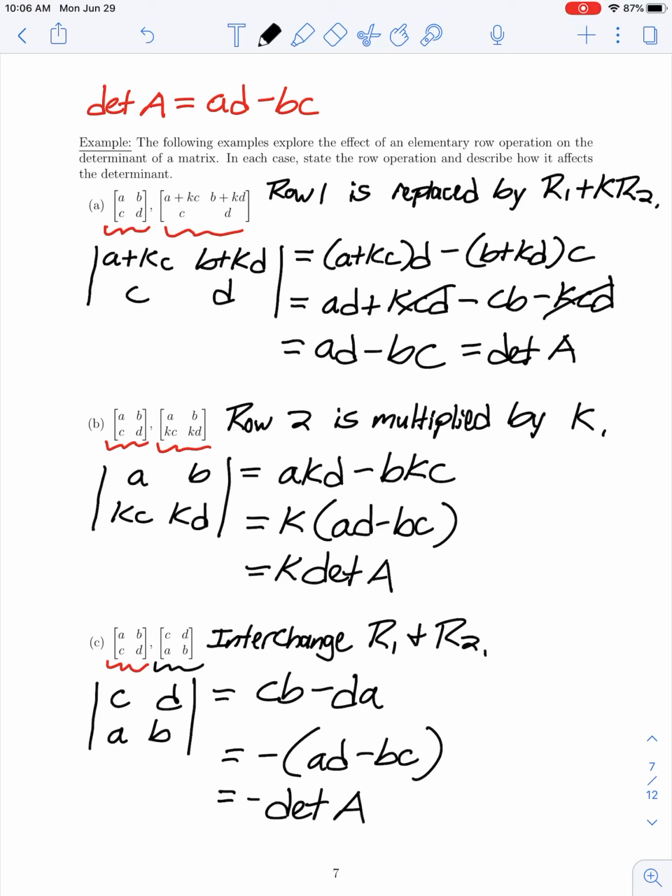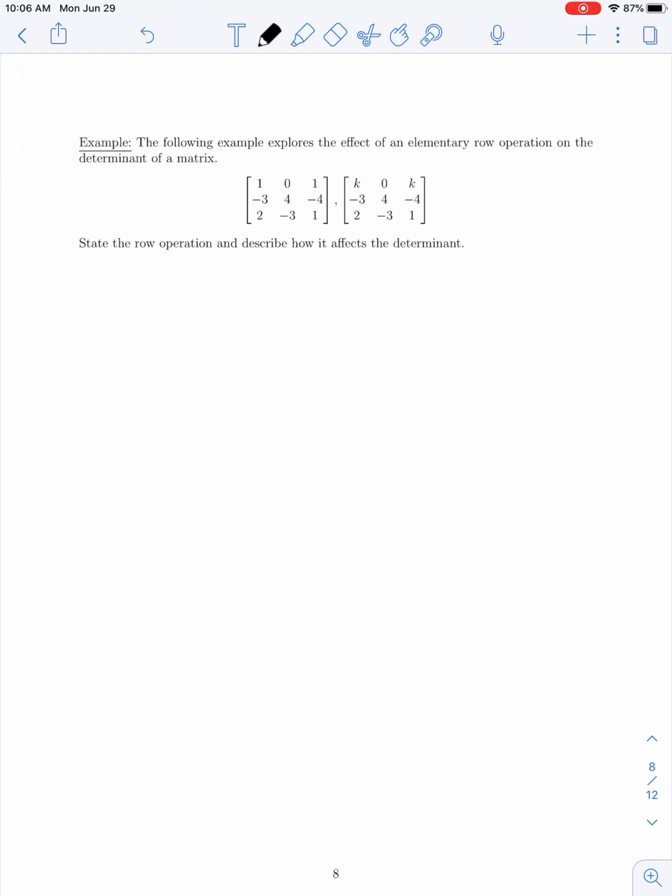So this is the negative of the determinant of our original matrix. All right. So we see for our first row operation, adding a scalar multiple of one row to another, there's no change in the determinant. In part B, multiplying a row by a scalar gives us that scalar times the determinant of the original. And for part C, interchanging two rows gave me the negative of the determinant of our original matrix. So we could start to ask the question whether that holds in general. So let's look at an example involving some larger matrices.